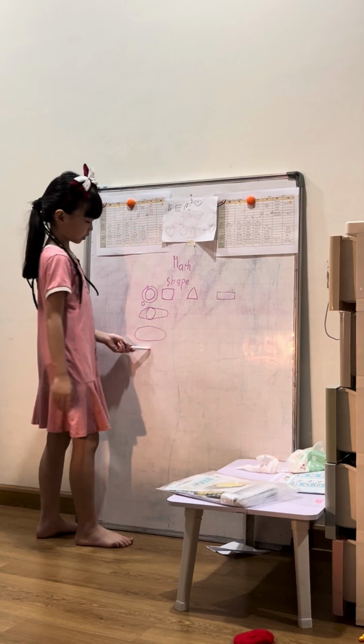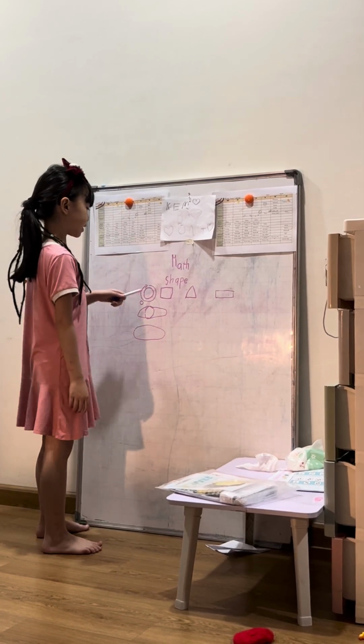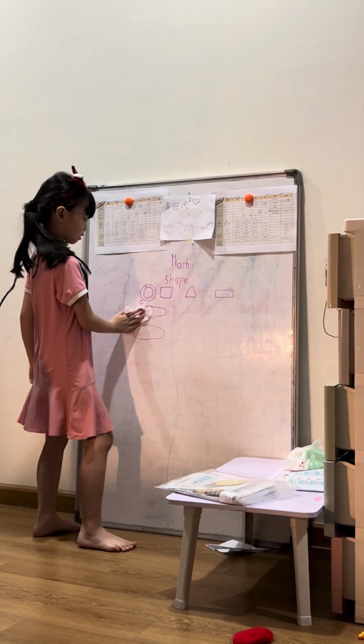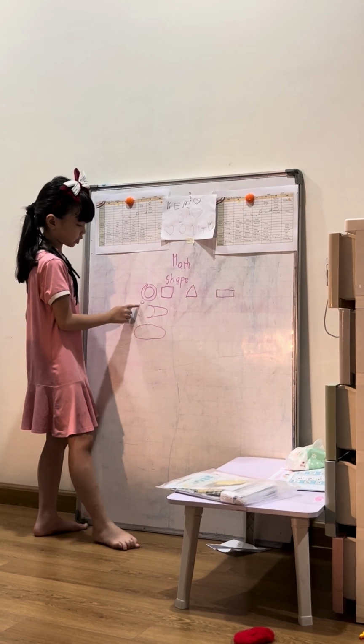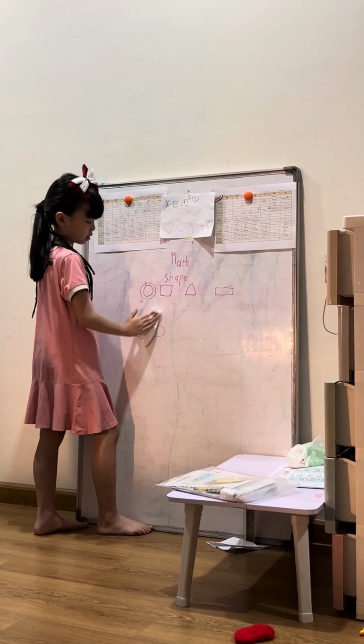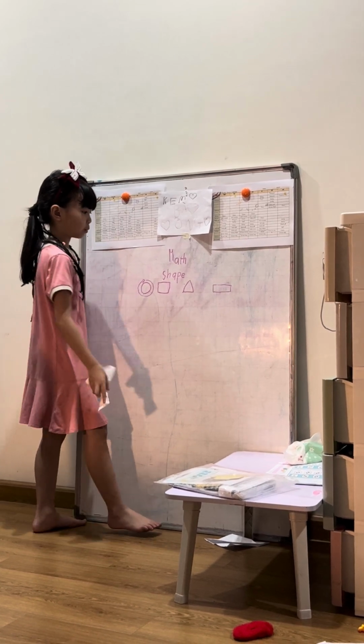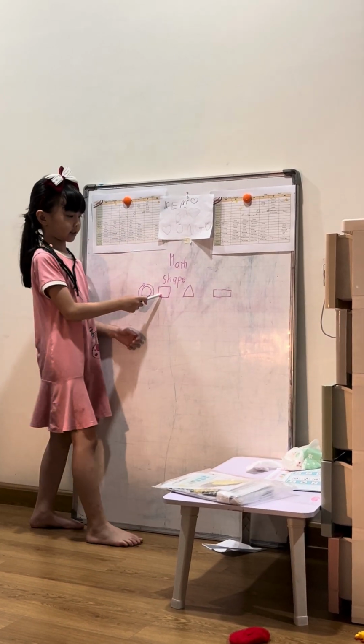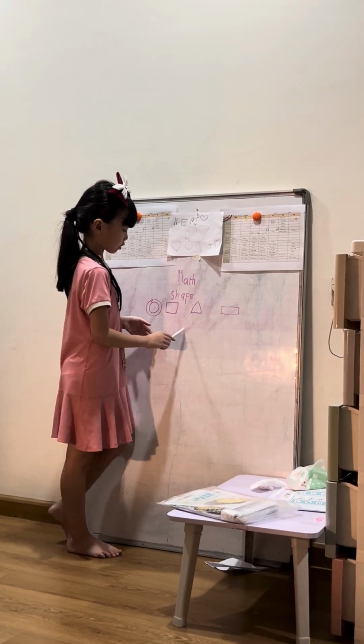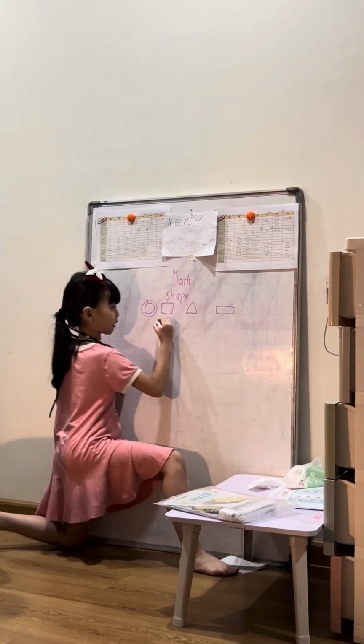This is not a circle. Only this is a circle. A circle needs to be round, and some circles can be small. Okay. Next shape. What shape is this? This is a square.